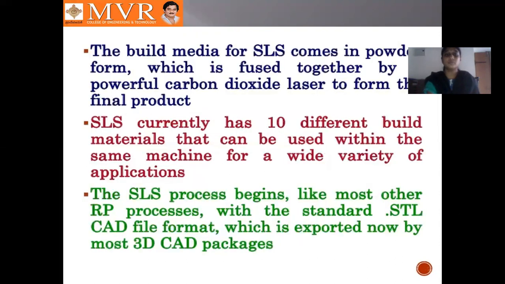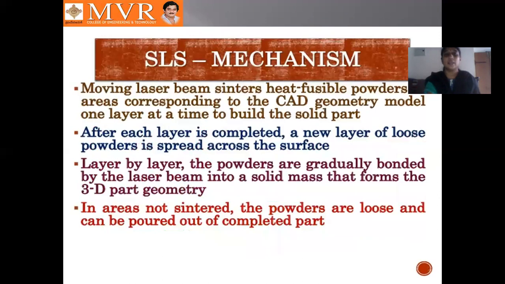The build media for SLS comes in powder form, which is fused together by a powerful carbon dioxide laser to form the final product. SLS currently has 10 different build materials that can be used within the same machine for a wide variety of applications. The SLS process begins, like most other rapid prototyping processes, with the standard STL CAD file format, which is exported by most 3D CAD packages.